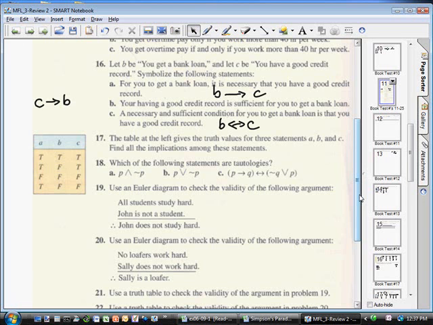And then let me just finish part C. A necessary and sufficient condition for you to get a bank loan is that you have a good bank record. Well, if it's both necessary and sufficient, then it means it's on both ends of an arrow. And so you got the double-headed arrow. And by the way, it wouldn't matter which way you put the B and which way you put the C. Absolutely makes no difference.